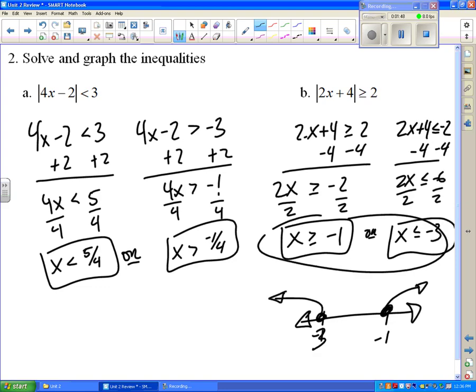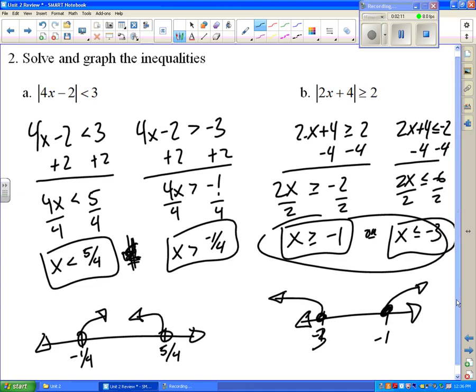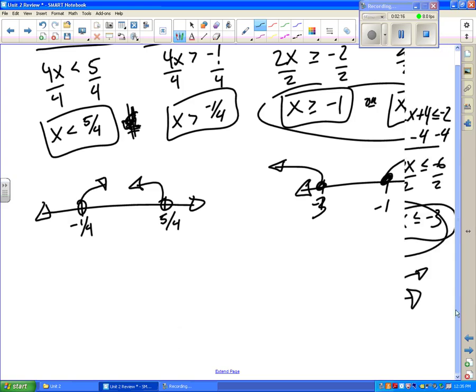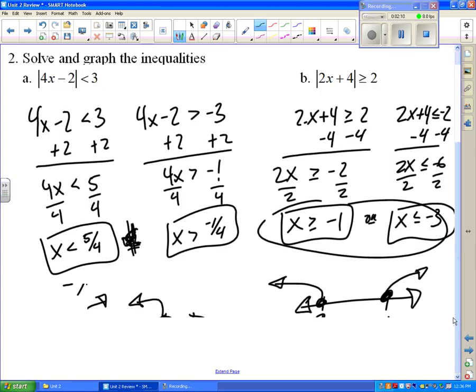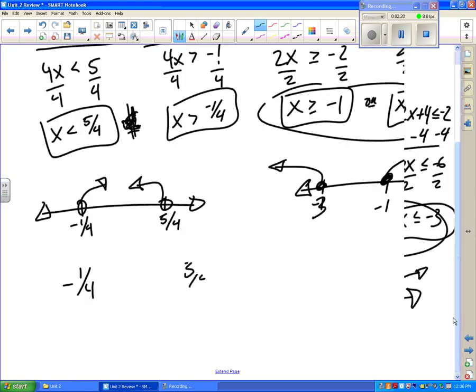All right, on this next one, when I graph, I've got negative 1/4 and positive 5/4, and we are less than 5/4, and we're greater than. So this is actually an and, so I want to change it, so I need to write it in order. Okay, in order, our numbers would be negative 1/4 and 5/4.